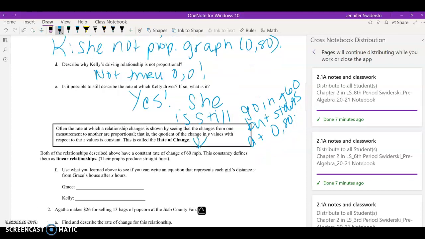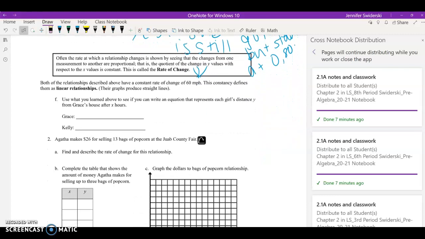Okay. Often the rate at which a relationship changes is known as the rate of change, your unit rate. Both of the relationships described above have a constant rate of 60. This constancy defines them as linear relationships. Okay, use what you've learned above to write an equation that represents each girl's distance y from their house. Well, Grace starts at 0, and she moves 60 miles an hour. Our friend Kelly starts at 80 on the y-intercept, and she also moves 60 miles an hour. Okay, so next to the x, that's usually your unit rate.